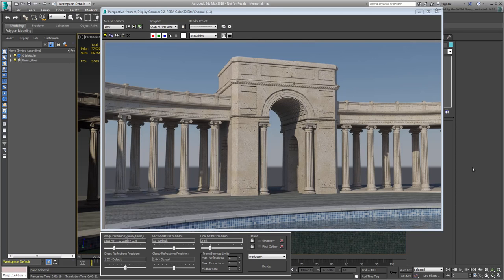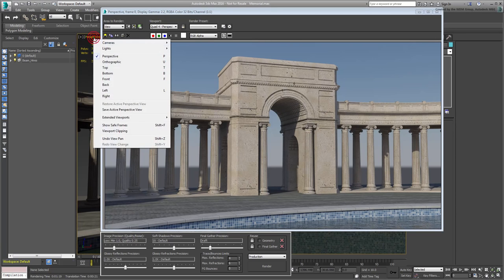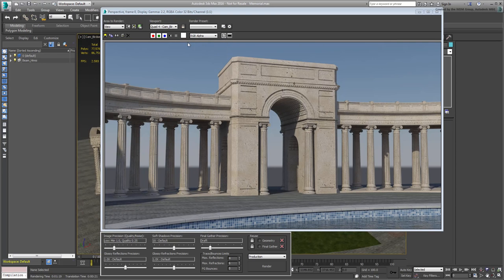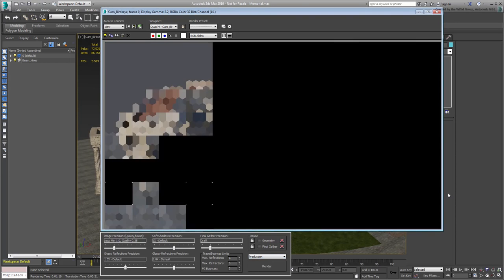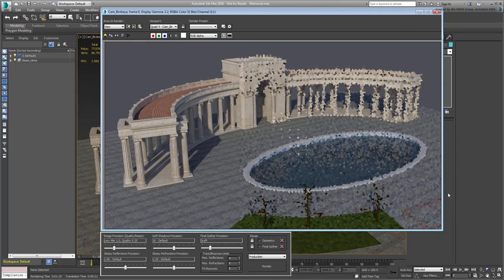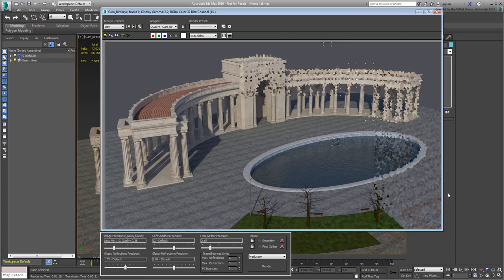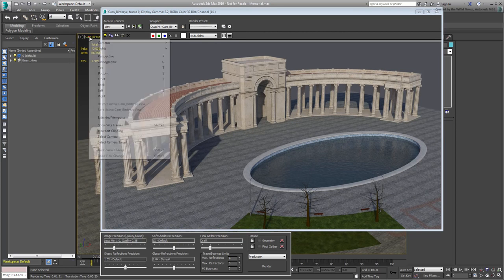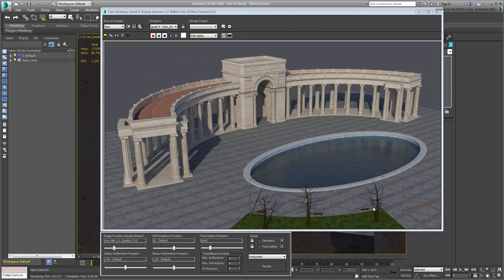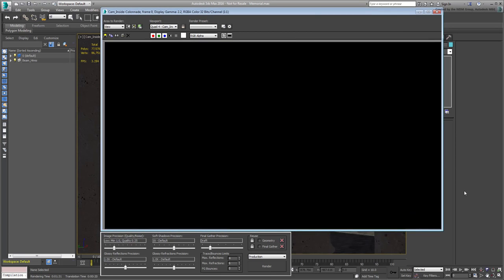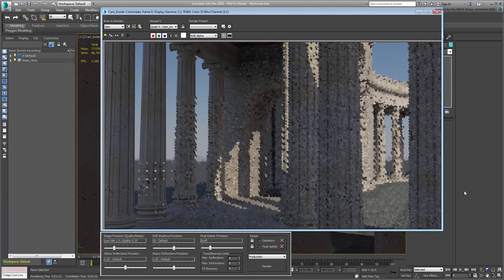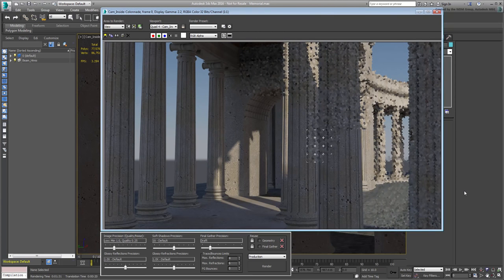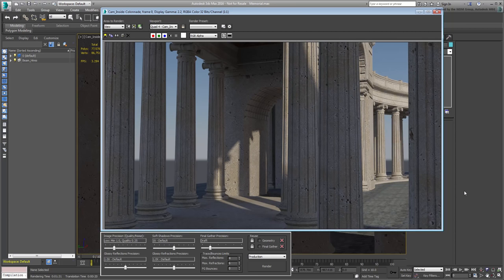There are various camera angles already set. Try to render one or two to see the results. Even those close-up shots give you excellent results by selling the illusion of detail.